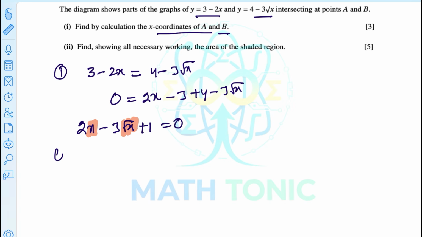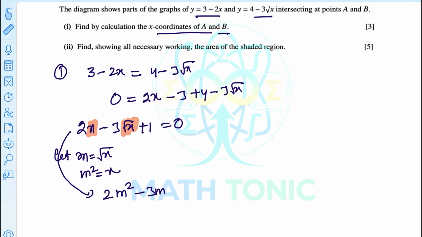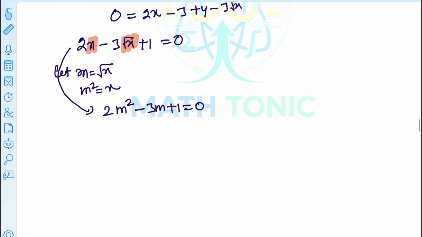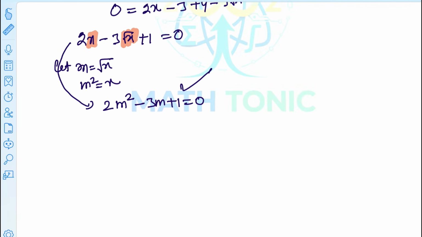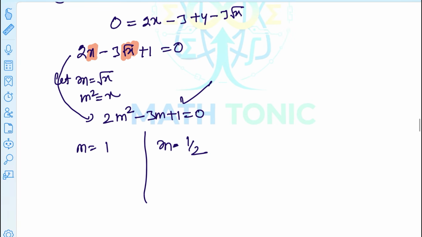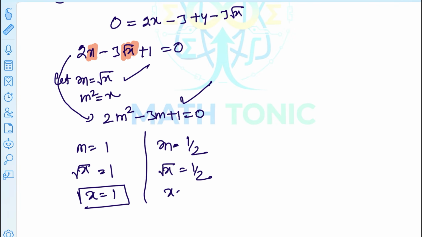Let m equal root x. So m squared will be x. Writing it down, I get 2m squared minus 3m plus 1 equals 0. This is a quadratic equation. Using the quadratic formula, we can get the value of m: m equals 1 and m equals 1 over 2. What was m? Root x. So square root of x equals 1, and square root of x equals 1 over 2. Squaring both sides, I get x equals 1, and x equals 1 over 4.